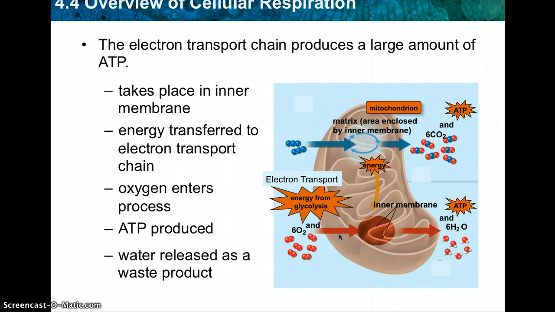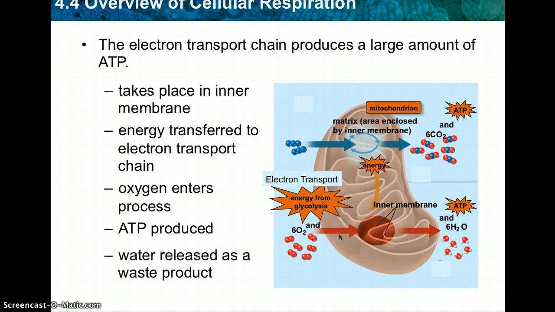Recall that the mitochondria are structures in the cell that convert chemical energy stored in food to usable energy for the cell. Glycolysis actually occurs in the cytoplasm, as we had mentioned earlier, but the Krebs cycle and electron transport chain, which generate the majority of the ATP during cellular respiration, take place in the mitochondria.